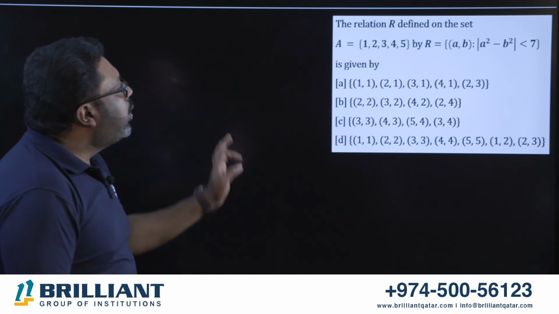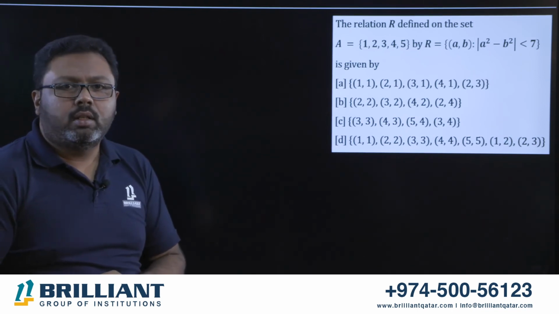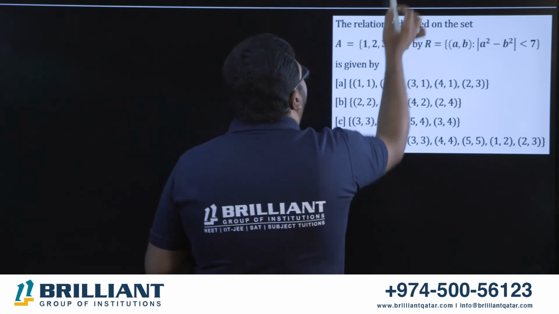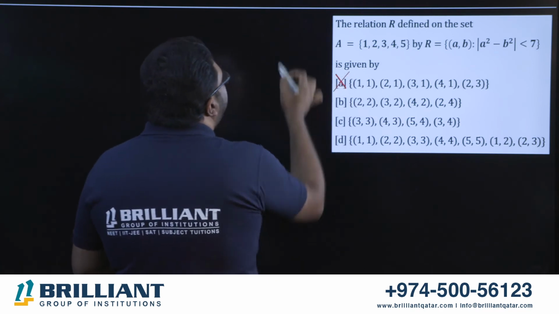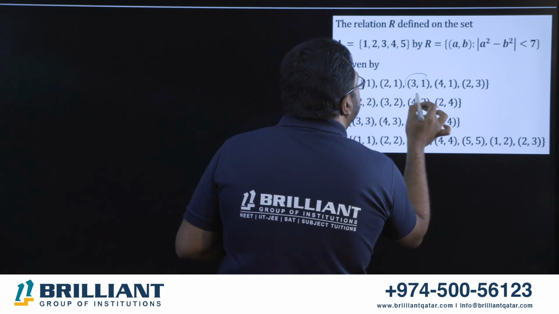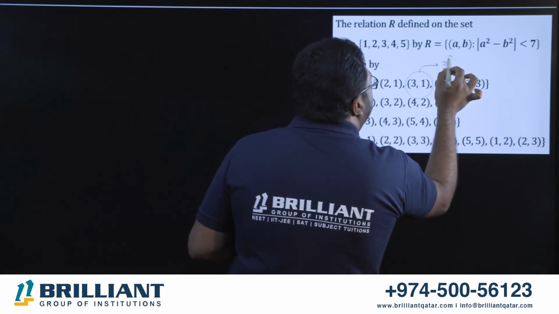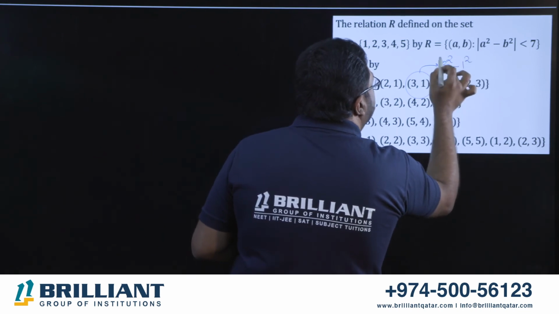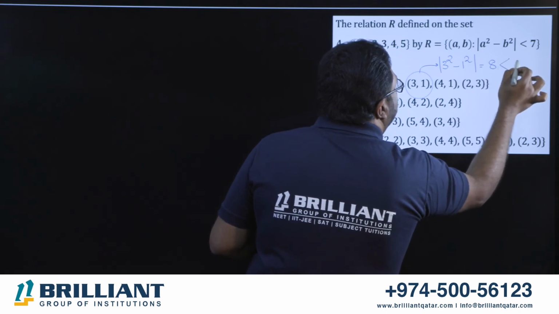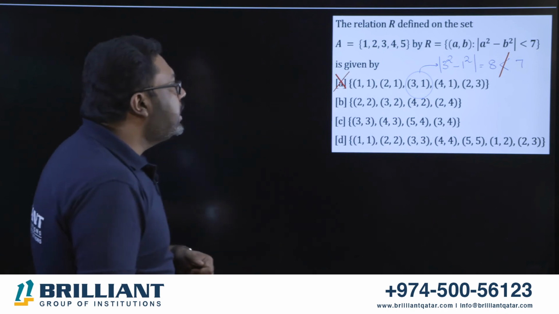Okay, next question. I want to satisfy the condition modulus of a squared minus b squared is less than 7. Look at the options. I would say option A is wrong simply because look at this pair. They are saying 3 squared minus 1 squared is equal to 8, which is less than 7. Wrong, right? 8 is not less than 7.